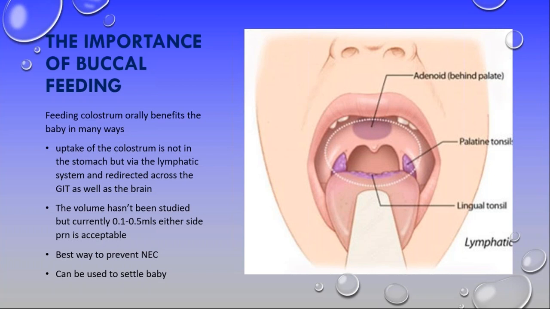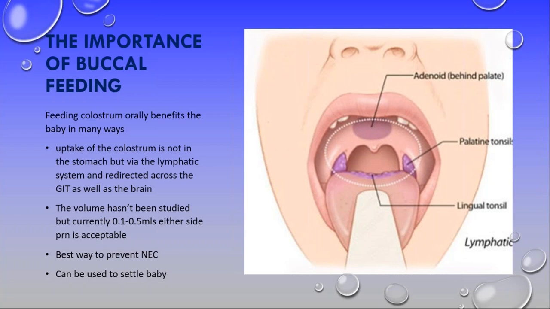The volume hasn't really been studied, and currently in units that use buccal feeding, they use anything from 0.1 to 0.5 mL on either side. It can be given PRN, fairly regularly, because remember that breast milk also contains sugars, and sugars settle babies down. It's the best way to prevent NEC, and it can be used to settle a baby down. If the baby is just not happy, you can put a tiny amount of breast milk in its mouth between feeds, and it will settle down.